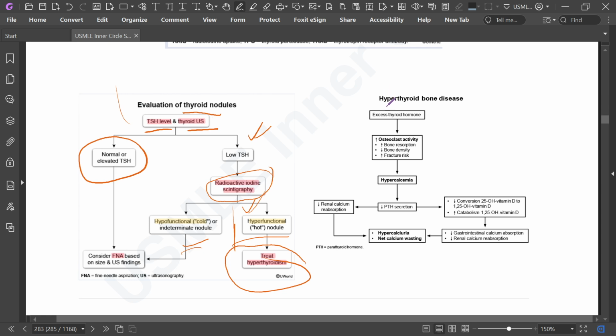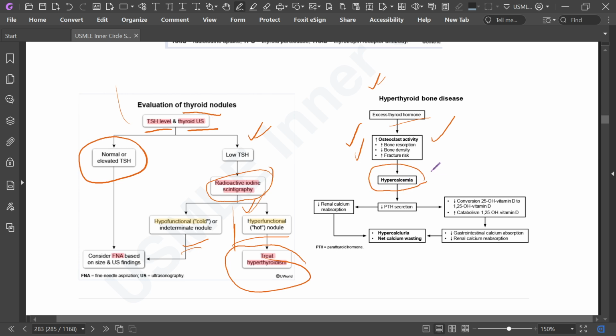Now, hyperthyroid bone disease. If there is hyperthyroidism, that means there is excess thyroid hormone. Excess thyroid hormone increases osteoclastic activity, so it increases bone resorption, increases fracture risk, and decreases bone density.